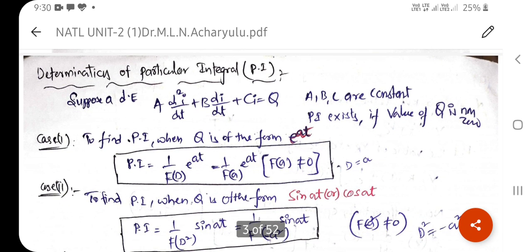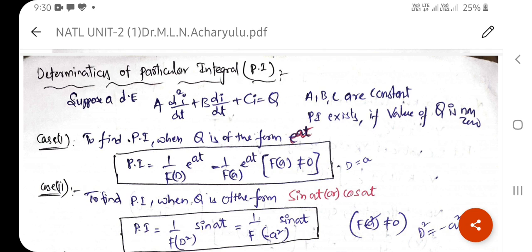Here you already know that the second order differential equation requires the complementary function and the particular integration, then you will get the total equation, right? Therefore, you call it the complete solution. Suppose the differential equation is a d square i by dt square plus b di by dt plus c i is equal to q, where a, b and c are constants. The particular integration exists if the value q is non-zero.